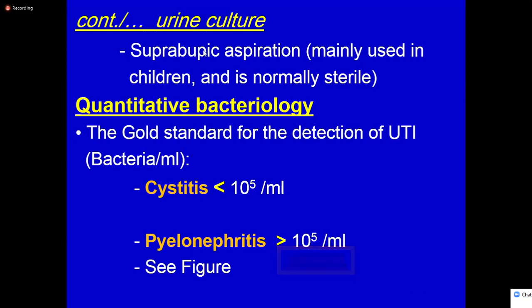And also, when you do culture, you have to quantitate, we count the number of bacteria. There is a certain method to count the number of bacteria on the culture, which is the gold standard for detection of UTI. In cystitis, the numbers of microorganisms are less than 10 power 5 per ml, less than 100,000 microorganisms per ml. In pyelonephritis, more than 10 power 5 per ml, more than 100,000. And this is a good method.